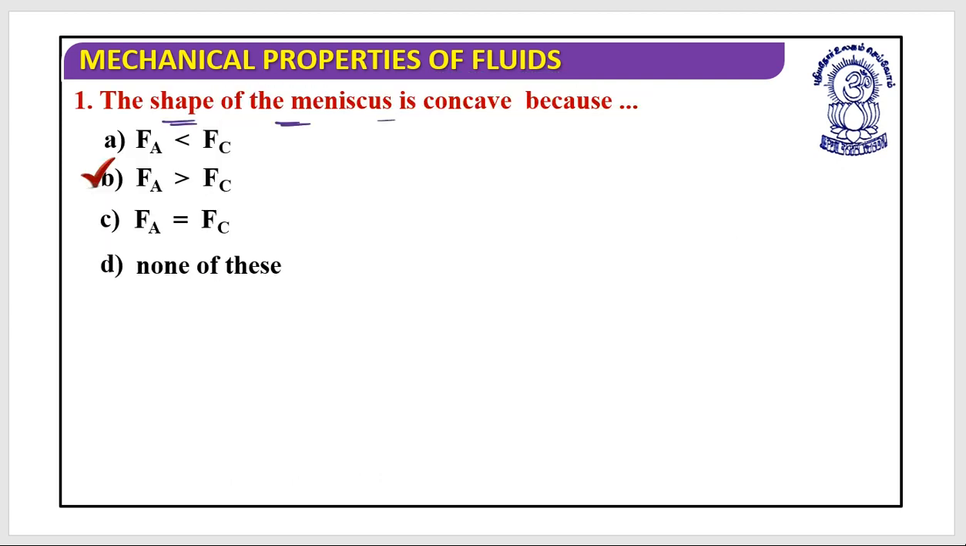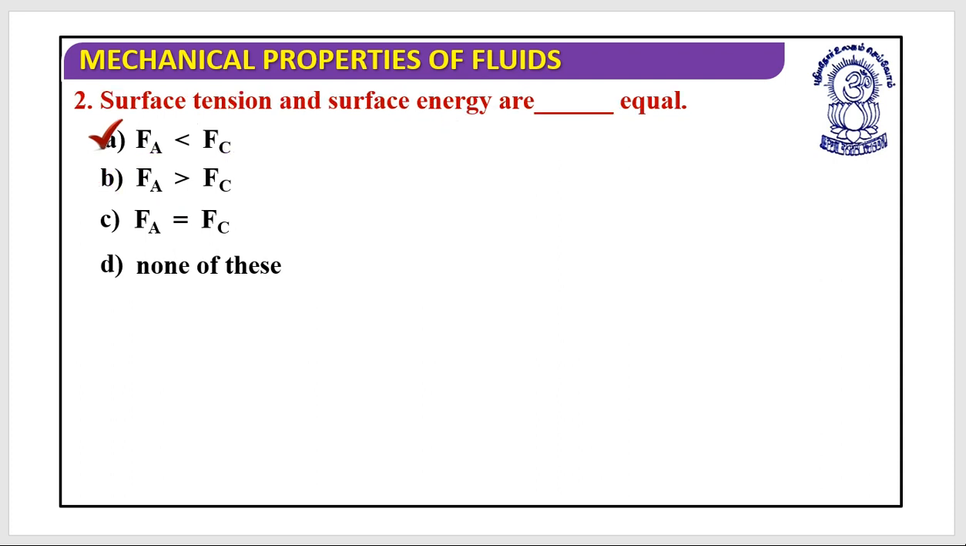The shape of the meniscus is concave because of, yes, concave meniscus is there because adhesive force is greater than cohesive force. Next, surface tension and surface energies are blank. It's an incorrect question.